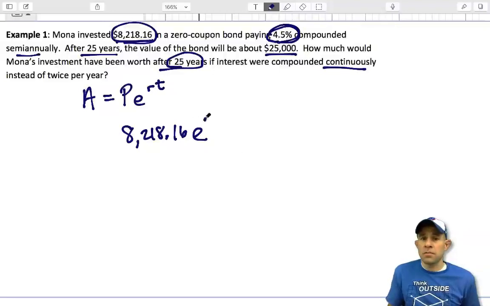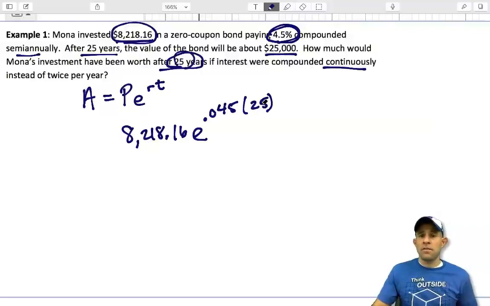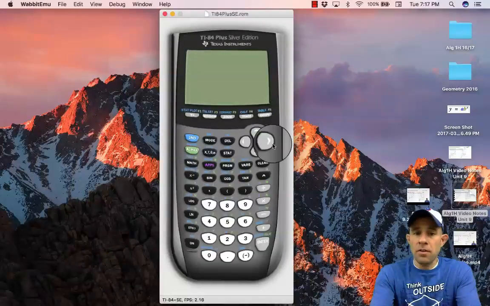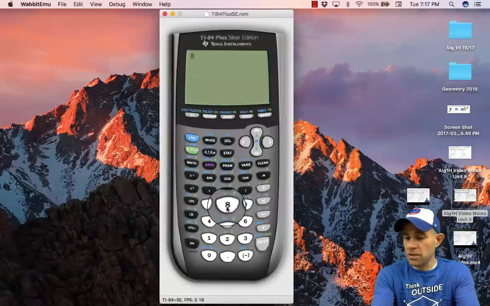Now our rate is just going to be converted to a decimal, so this is 0.045, times t, the number of years, which is 25. All right, so let's go over to our graphing calculators. On our graphing calculators, we're going to enter in that exact formula here.